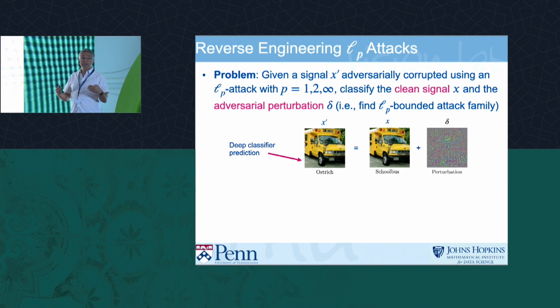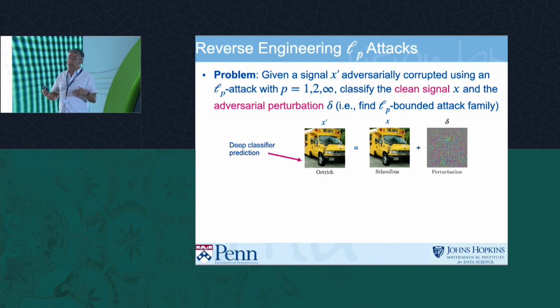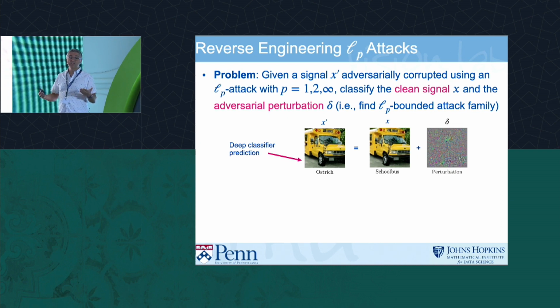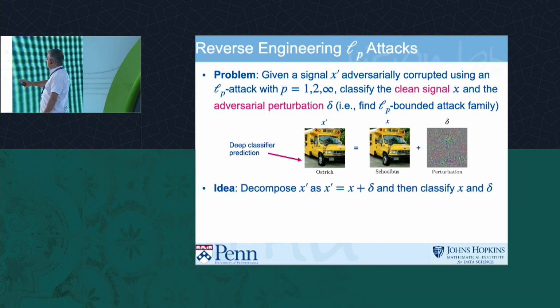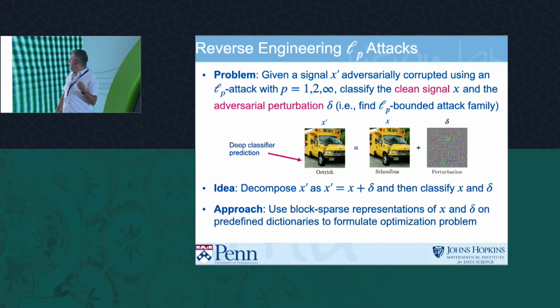And if I do, then I can classify each one of them potentially independently. So I could solve my classification task on the clean images, and I could also identify which attack family was the one that attacked this thing. So that's exactly what I just said. We're going to take X prime and decompose it as the sum of a clean signal plus the attack, and then classify each one of the two independently. And in order to do that, we are going to use block sparsity to represent both the clean signal as well as the attack delta.